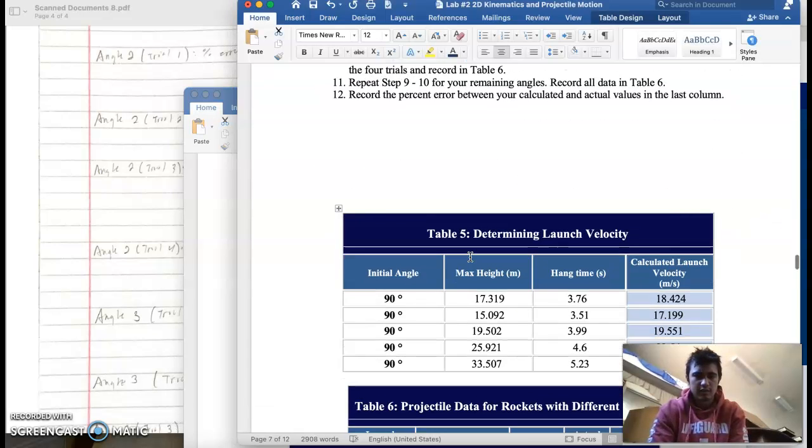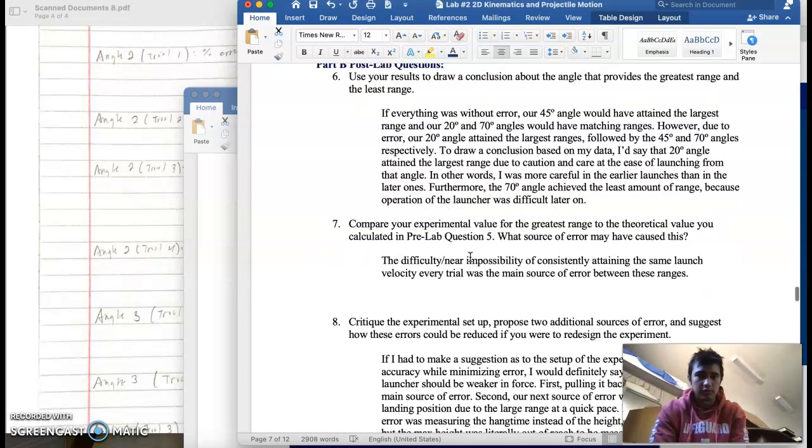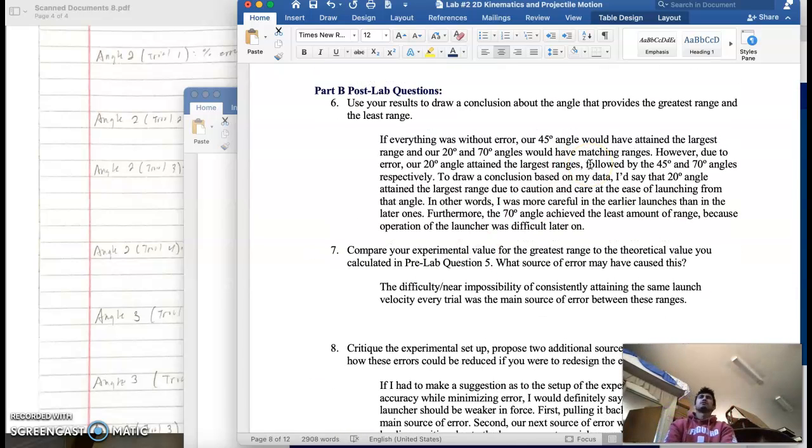And then for the last 4, we did encounter a lot of error, so our hypothesis about the 45-degree angle being the longest range actually wasn't proven due to a large amount of error. So I counted that mainly up to the operation of it, being cautious and careful in the first launches and then getting a little less so as we went on, and then it also began to get difficult because we lost strength to stretch it back.